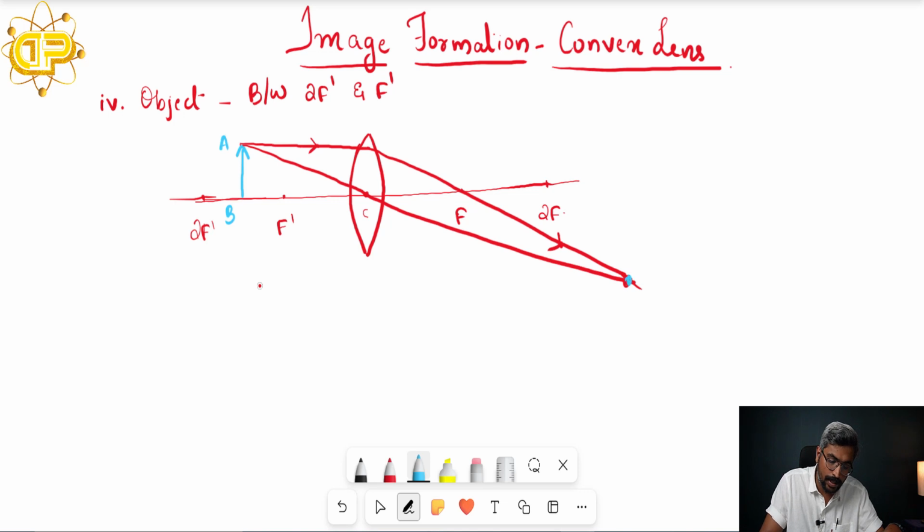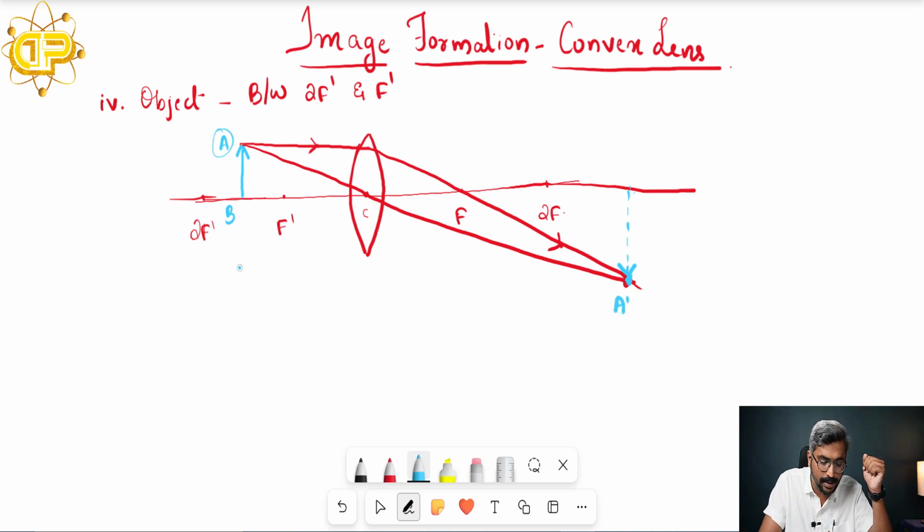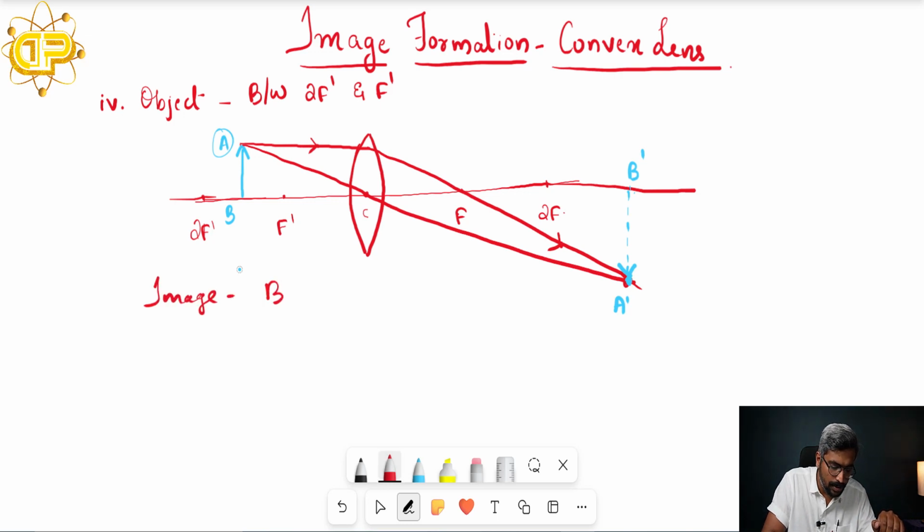It just passes by and it meets somewhere at this particular point here. If I'm extending, then I'll get it somewhere here. Now if I'm finding out the image there, then the image is somewhere here like this. As this point is A, this point will be A dash and this point will be B dash. Now you're getting the image there, and the image is formed beyond 2F. So the position of the image is beyond 2F.